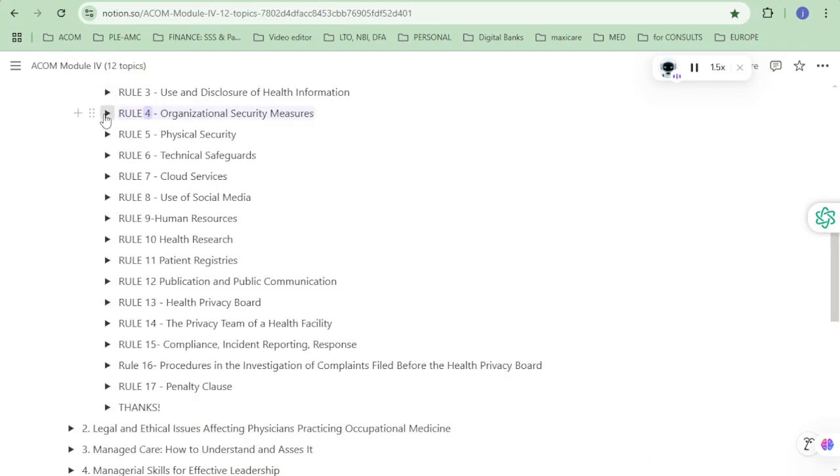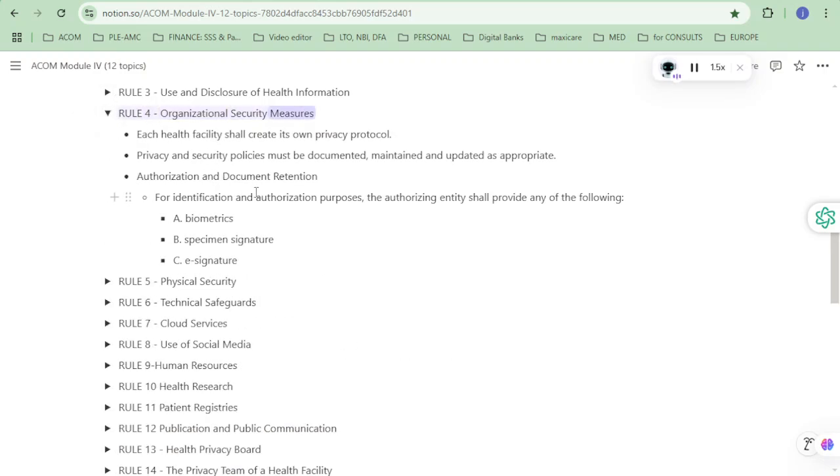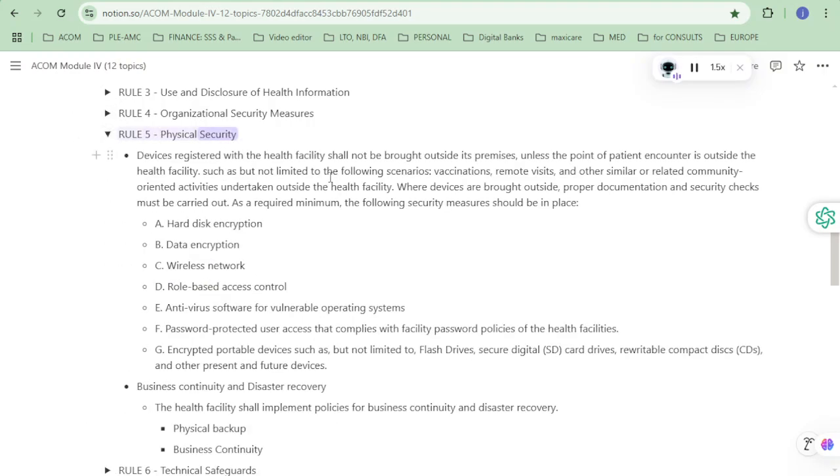Rule 4, Organizational Security Measures. Each health facility shall create its own privacy protocol. Privacy and security policies must be documented, maintained, and updated as appropriate. Authorization and document retention. For identification and authorization purposes, the authorizing entity shall provide any of the following: A. Biometrics. B. Specimen signature. C. E-signature.